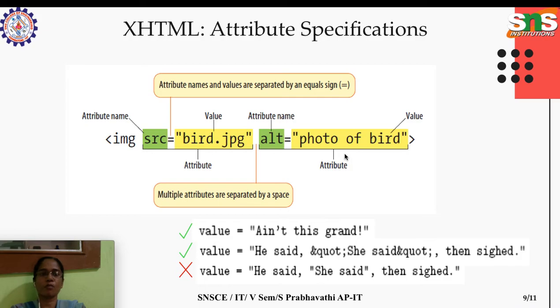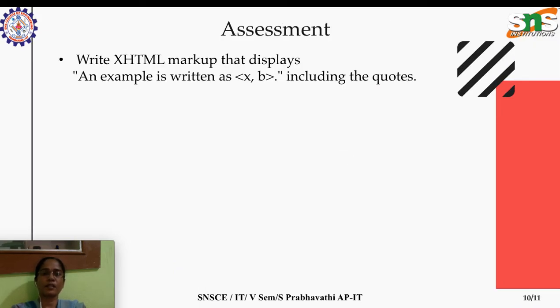Okay, so this is all about today's topic, and here is a little assignment I have given you; come up with a solution for this. Write HTML markup that displays an example written as less than x comma b greater than symbol dot. So you design a simple HTML web page that displays this line within the double quotation marks. I think you could use the entity reference or character reference for the double quotation marks, the less than symbol and the greater than symbol.